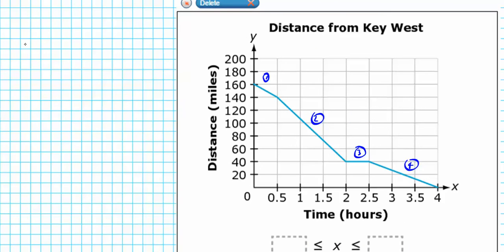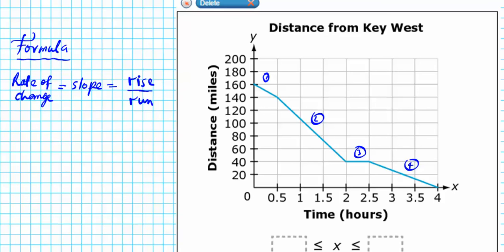So for interval 1, let's write down the formula first before we start calculating the rate of change or the slope. The formula that we're going to be using is the rate of change, which is equal to the slope. And what is that? Rise over run. So we're going to be using our slope triangles for our calculations here.